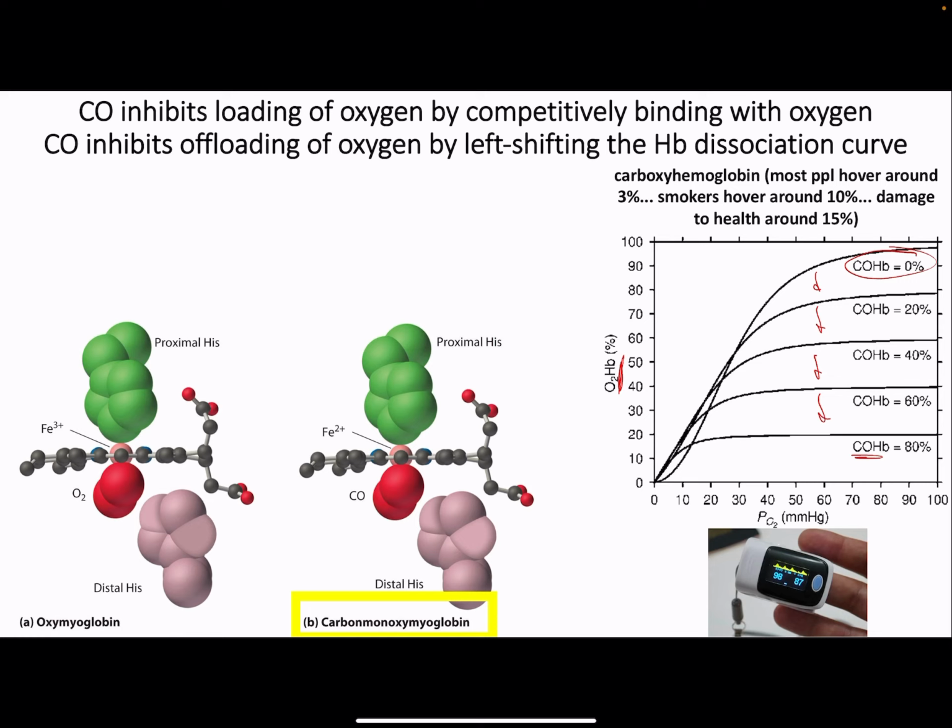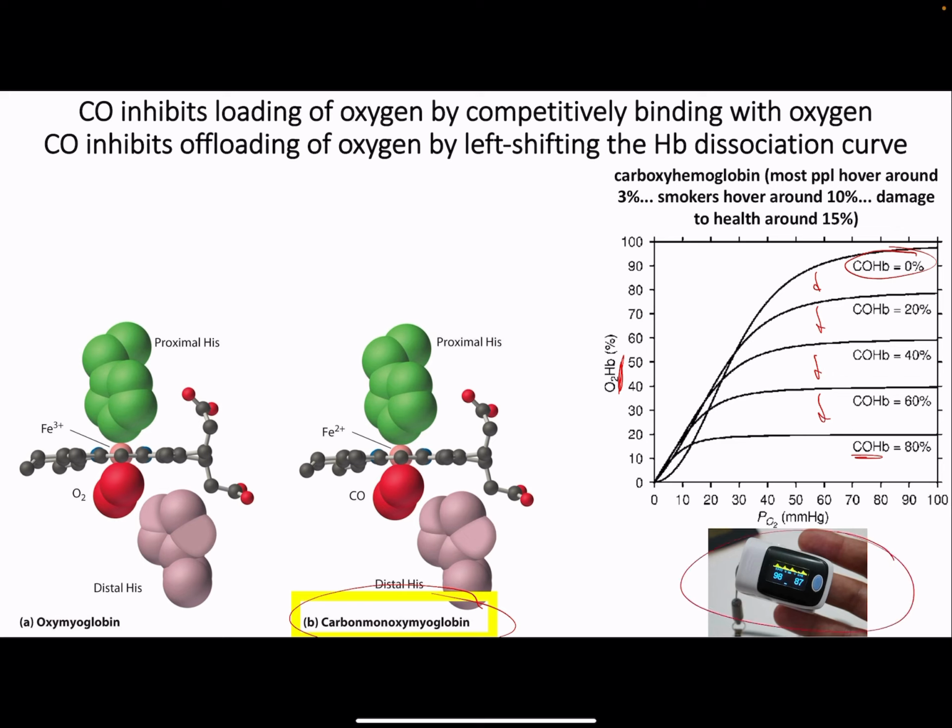We said that it also has a left shift on the hemoglobin dissociation curve, so it also inhibits the offloading of oxygen. The other subunits that don't have the carbon monoxide hold onto the oxygen more tightly. This is called carboxyhemoglobin, or mono-oxyhemoglobin, not to be confused with carbaminohemoglobin, which is where CO2 binds to the hemoglobin.